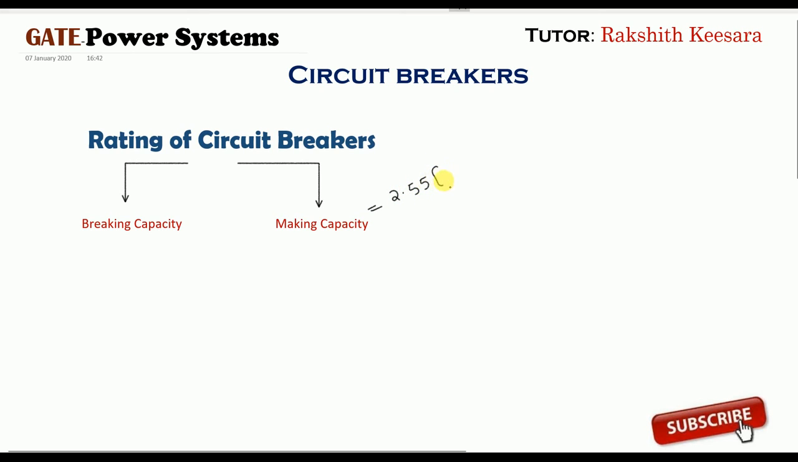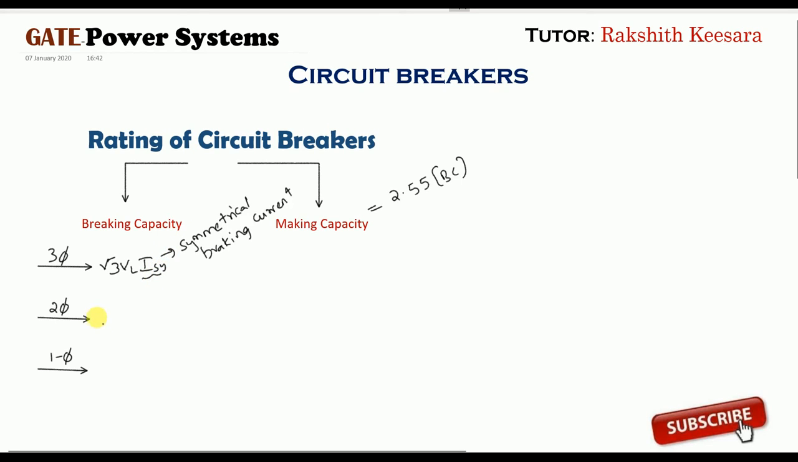You can remember this. Coming to breaking capacity, if the circuit breaker is 3-phase, the breaking capacity will be equal to root 3 into V line into I symmetrical. I symmetrical is the symmetrical breaking current. For 2-phase, breaking capacity will be equal to root 2 into VL into I symmetrical. For single phase, breaking capacity will be equal to V phase into I phase. Is this okay? And making capacity is equal to 2.55 times the breaking capacity.